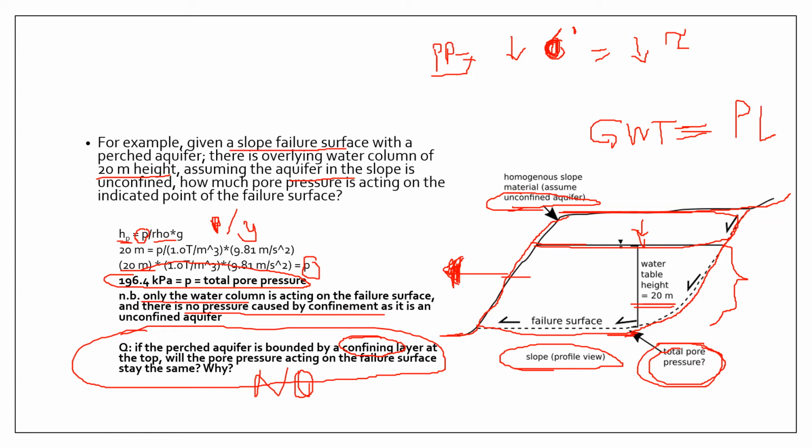All right. So if this is actually a confined aquifer, you should expect a much bigger pressure acting at this point. So yeah, the type of aquifer, or the aquifer conditions, matter. They definitely exert an influence on the pore pressures being exerted at a certain point.